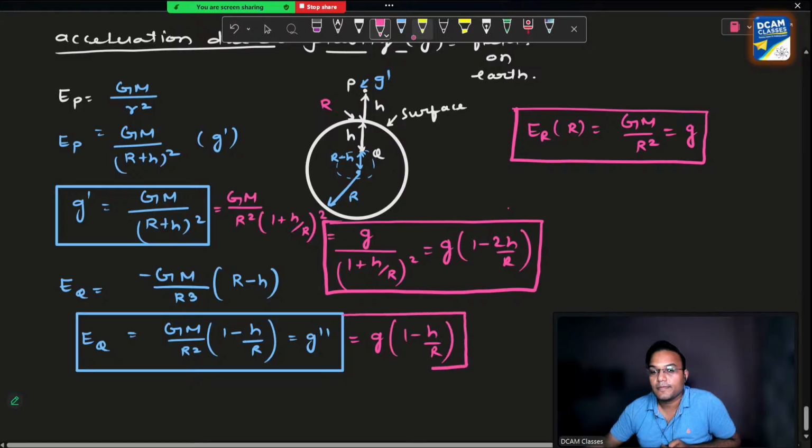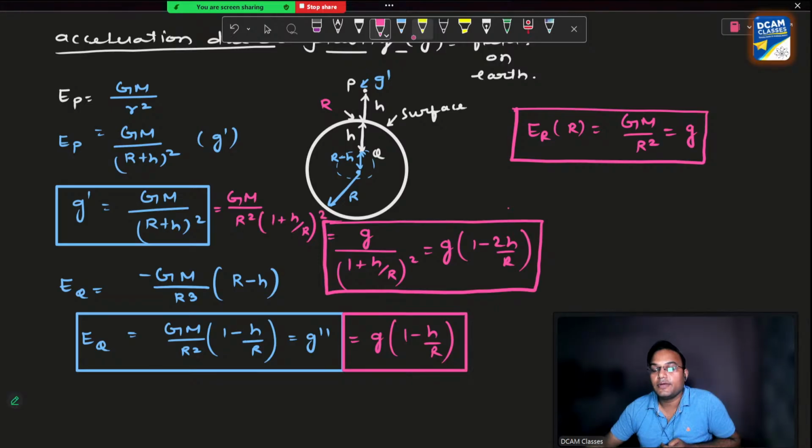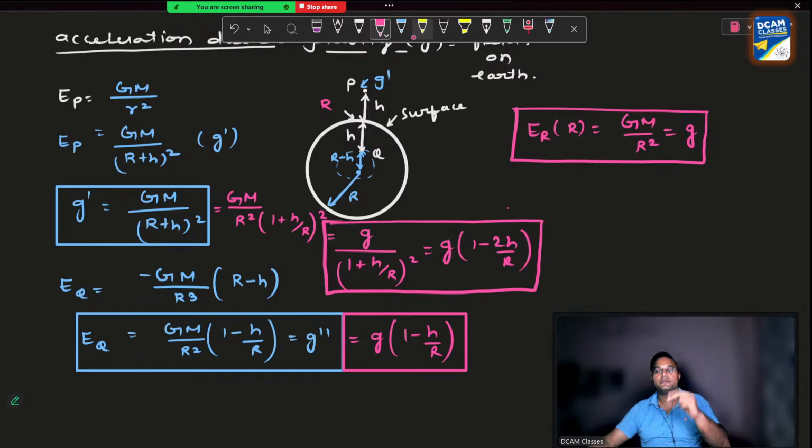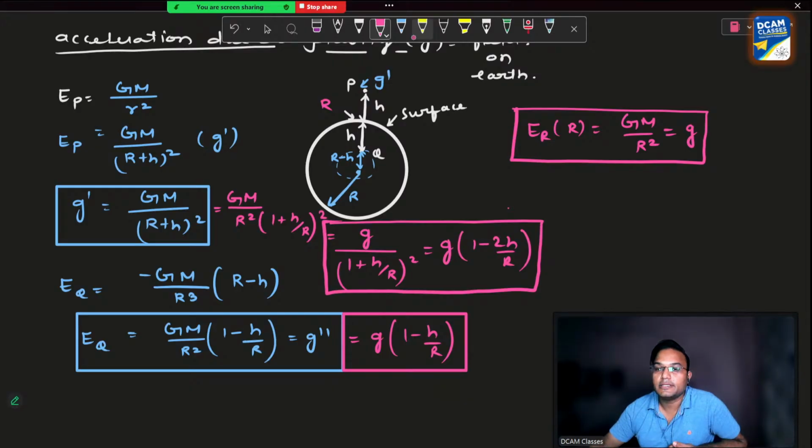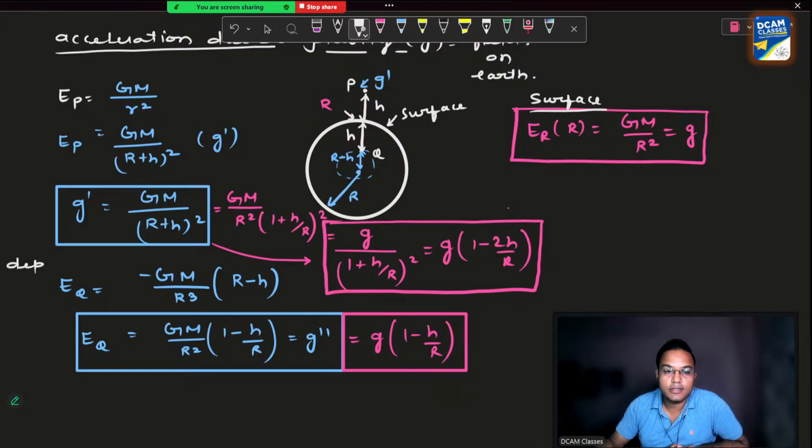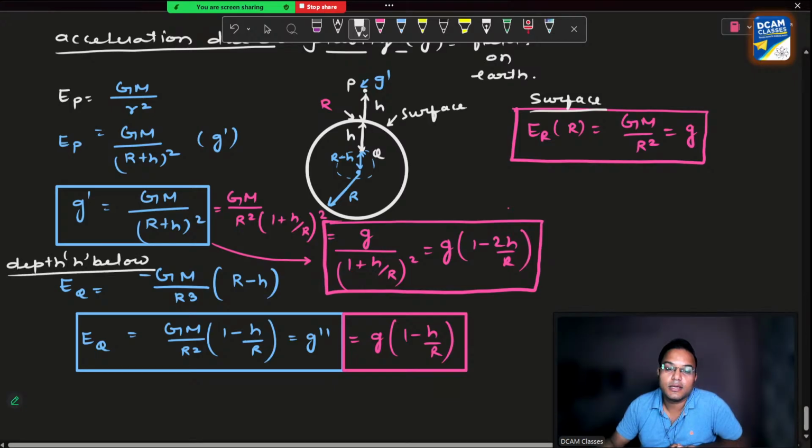But remember, this is the acceleration due to gravity inside the Earth, at the depth h below the surface. And this is at point P. And this is at the surface. Let me write, this is at the surface. This is depth h below, and this is at height h.